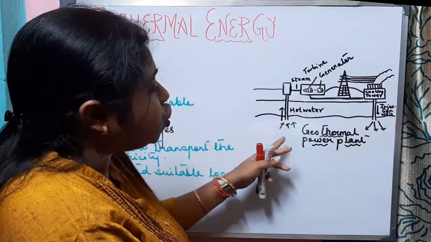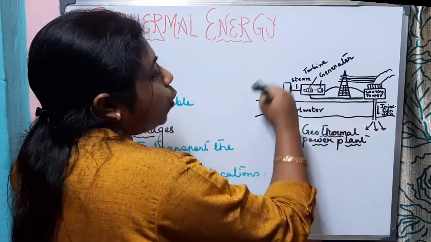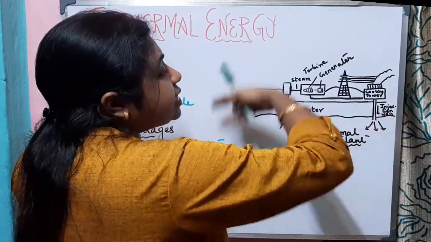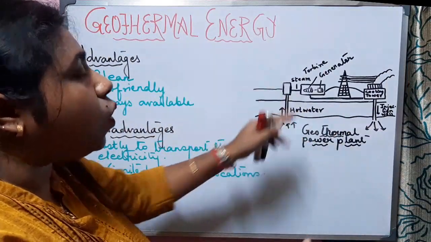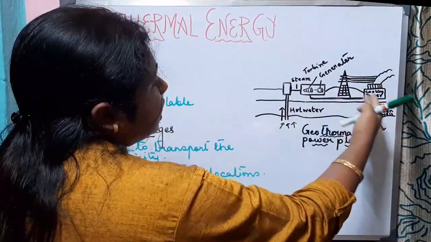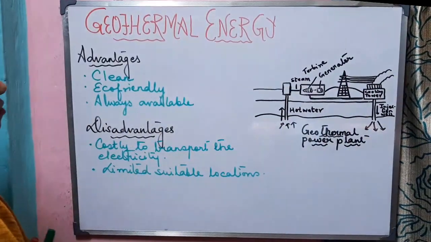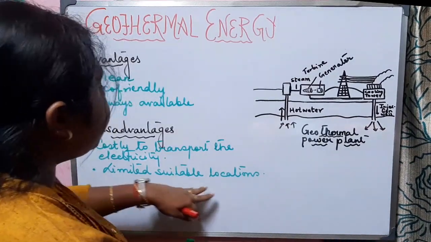As we can see, in geothermal power plants we have to drill a well, then take out the hot water, then the steam will be produced which will run the turbine which is connected to a generator, and then it will produce electricity. Setting up this geothermal plant is a whole costly process, and it is very costly to transport the electricity. In this aspect, the second disadvantage of geothermal energy is that there are limited suitable locations.